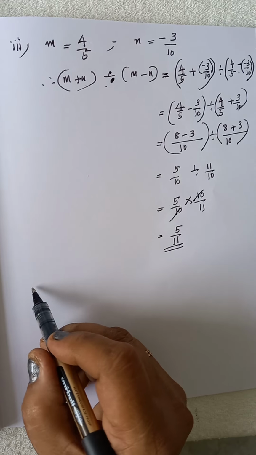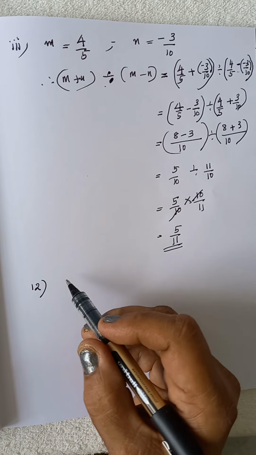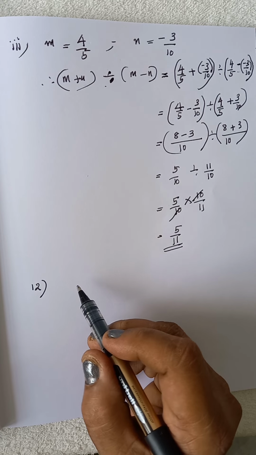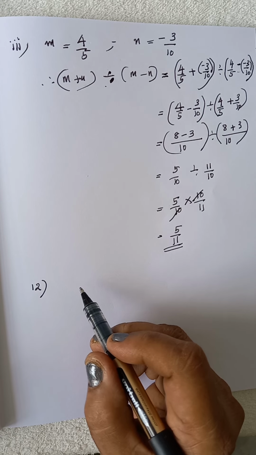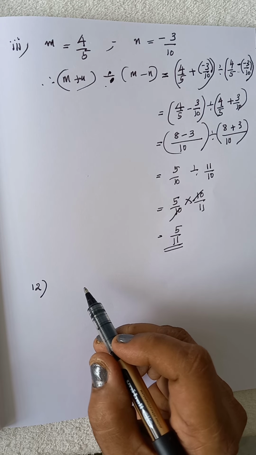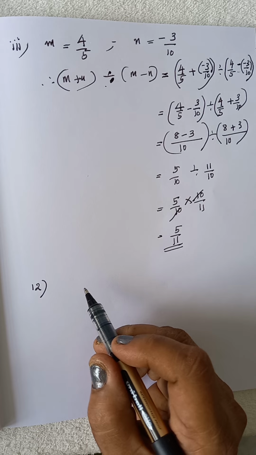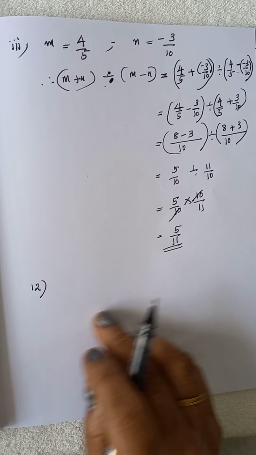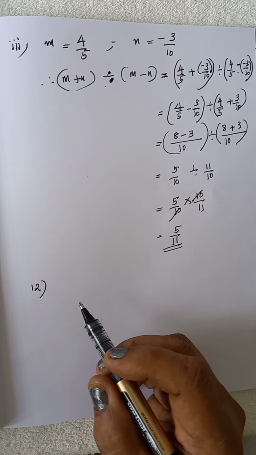Now the 12th question is, what is the question? The product of two rational numbers is minus 5. If one of these numbers is minus 7 by, find the other. So let us write the statement like this.